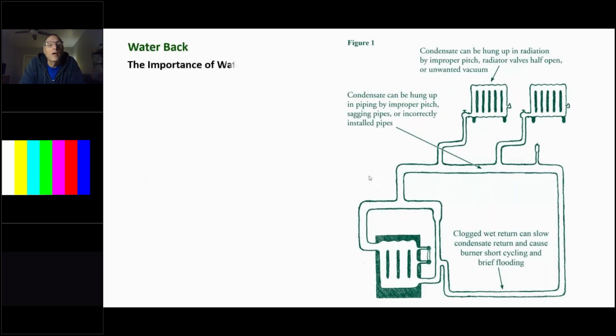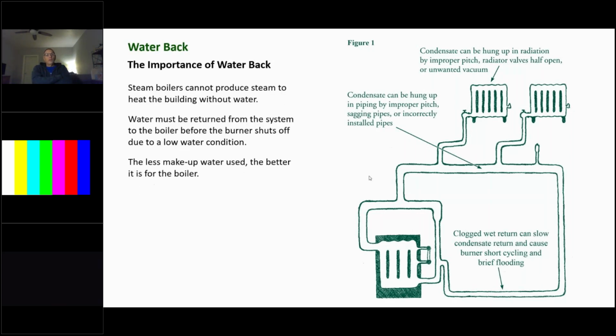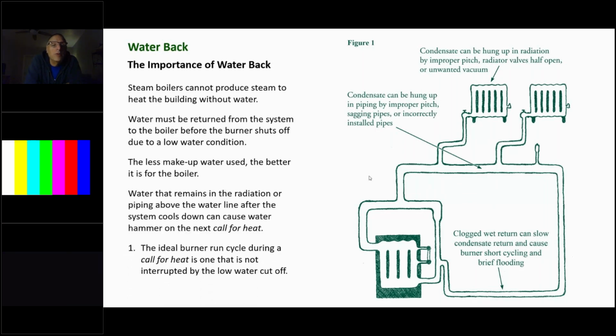And then we go for water back. Obviously, that's critical too. We can't produce steam in a boiler to heat without water. So the water has to be returned from the system to the boiler before the burner shuts off due to a low water condition. So that's what I was saying. The ideal cycle of a steam boiler is one that goes off on the limit control, where we've reached 1.5 pounds of steam and everything is satisfied, as opposed to going off on low water because we have clogged returns.